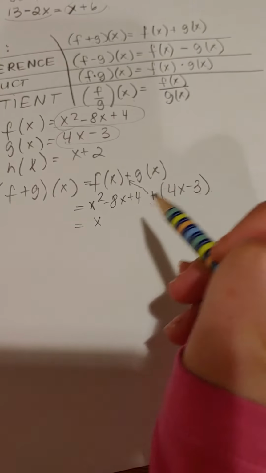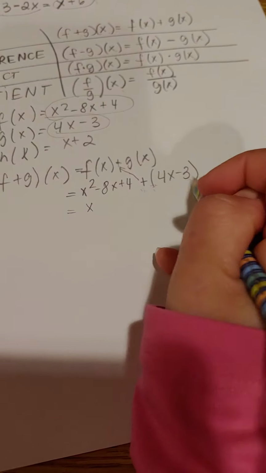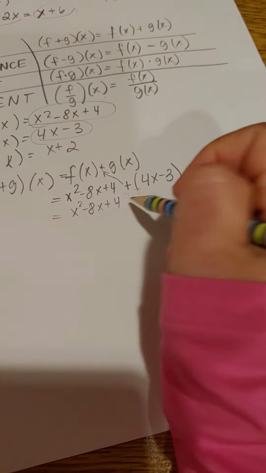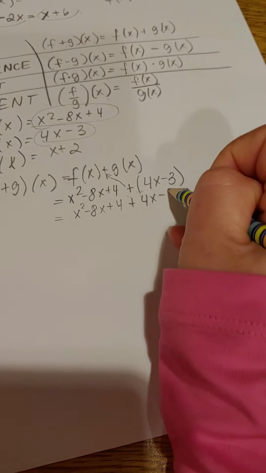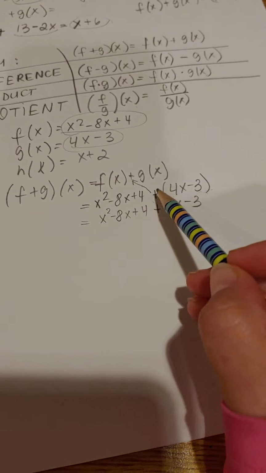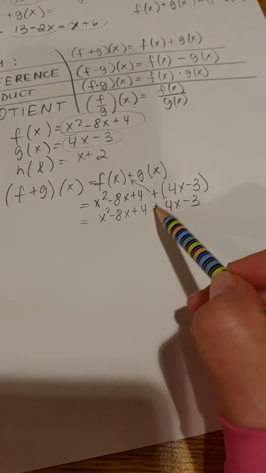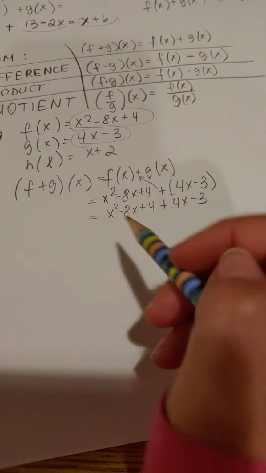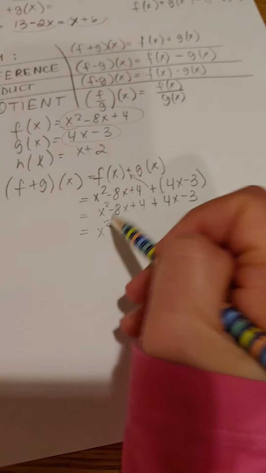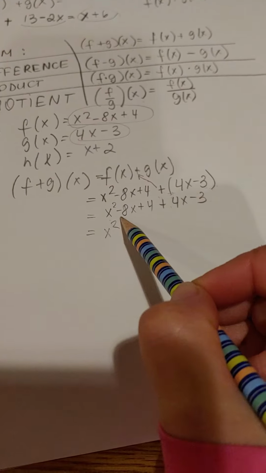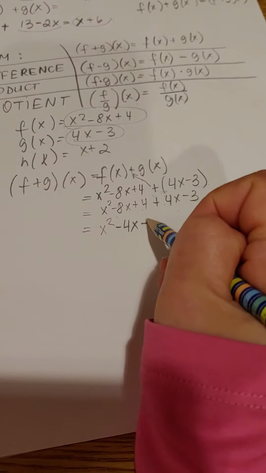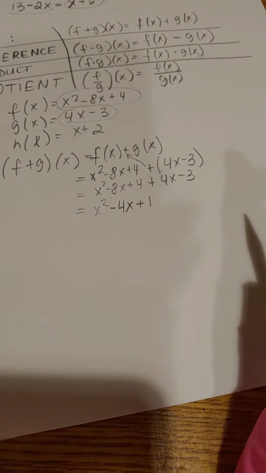Now we have to realize that these parentheses in this case don't matter. So we're just gonna copy this without the parentheses. Why they don't matter? Because it's actually plus 1 times 4x and 1 times negative 3, which is the same thing. Now we're going to combine like terms. So x squared is left alone. And then negative 8x plus 4x is negative 4x. 4 minus 3 is positive 1. So this is my answer.